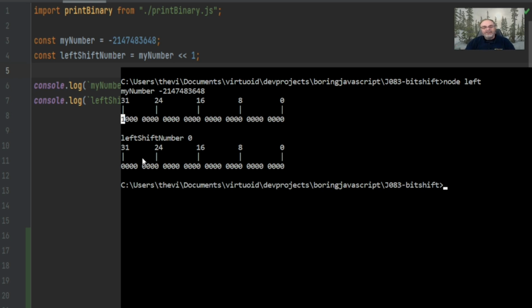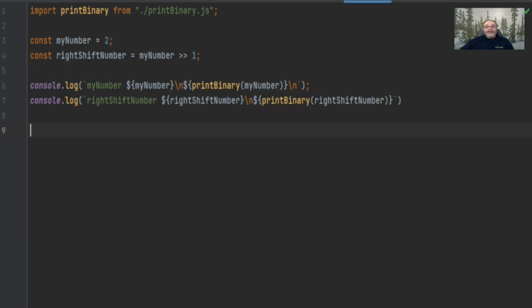Let's take a look at that next. So now let's take a look at the right shift. The right shift will shift all the bits from the most significant bit down toward the least significant bit. It works exactly the same way as the left shift, except that it has 2 greater than signs instead of 2 less than signs. Just like with the left shift, take the number that you passed in, shift the bits off by this number of bits, and store that into the variable that you're assigning it to.